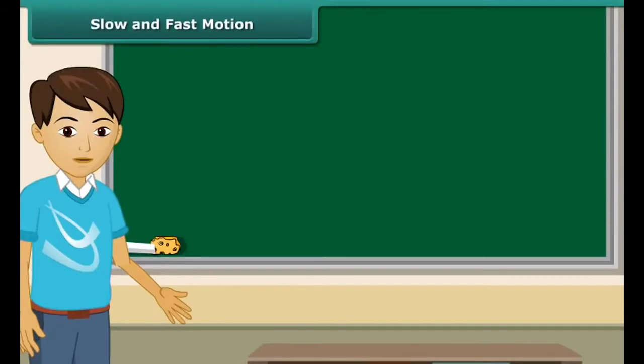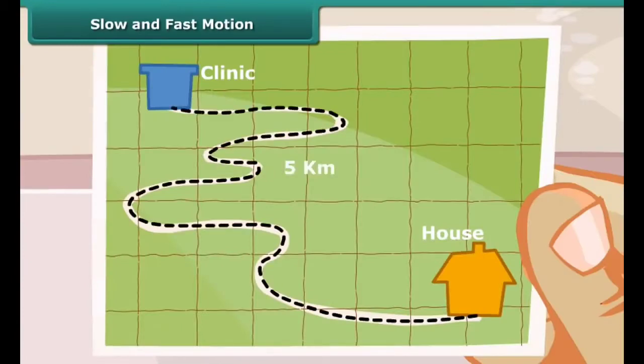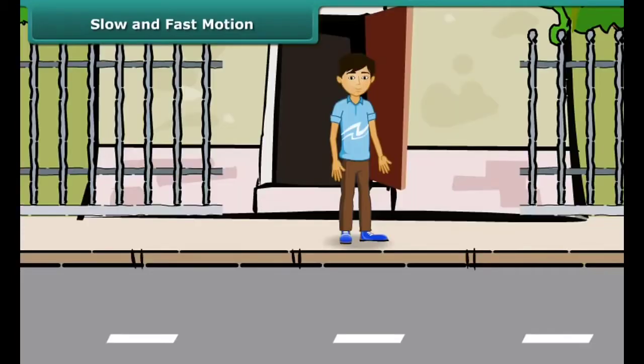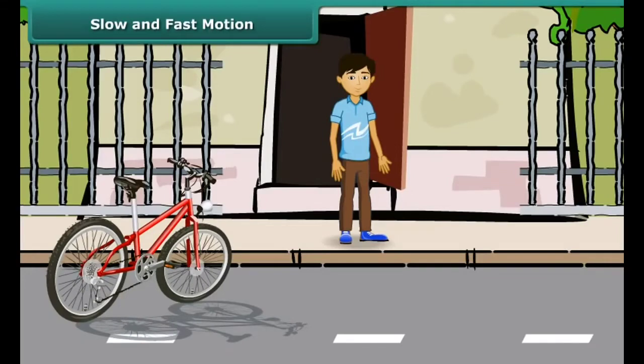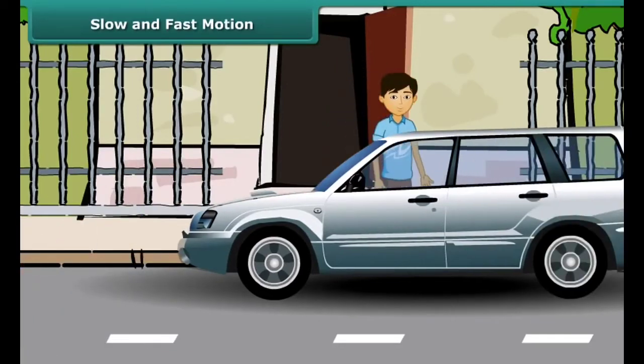Suppose you have an appointment with the doctor at 5 p.m. and now it is 4:30 already, and the distance between your house and the clinic is 5 kilometers. You have two choices. Either you can go by cycle or you can go by car. Yes, correct. Definitely you will choose the car here.